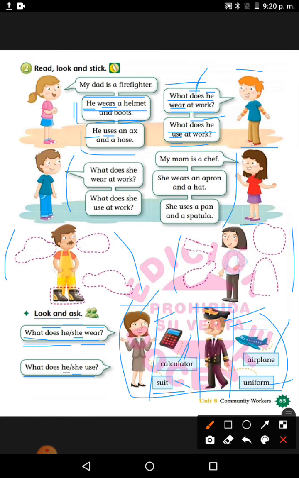Well, that's all for today. I hope you had fun with this activity. Remember, the principal rule here is when we talk in present simple and the subject is a third person singular, we must add a letter S at the end of the verb.